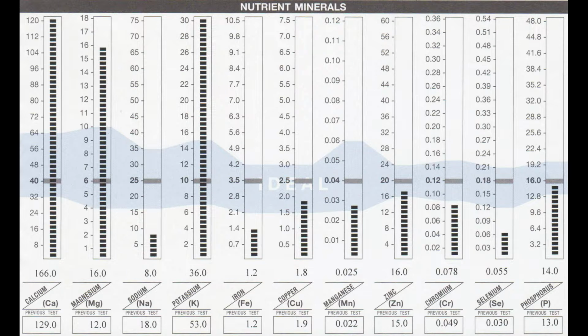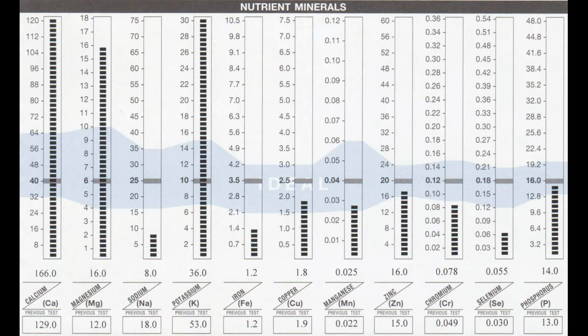So if you're looking from left to right, you're going to start off with calcium, magnesium, and then you're going to go on all the way to phosphorus. So the first four minerals, calcium, magnesium, sodium, and potassium, are what we would call your major minerals. And then iron onwards, all the way up to phosphorus, those would be what we would call micro minerals or trace minerals. So let's look at the report.